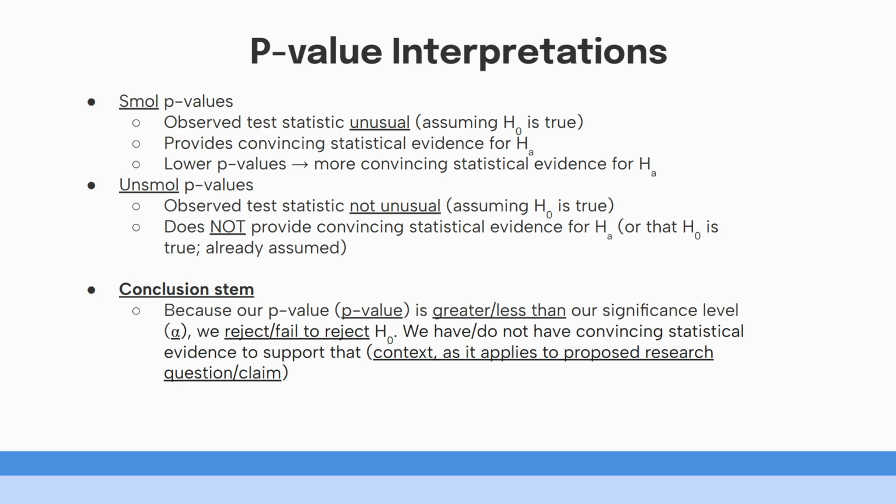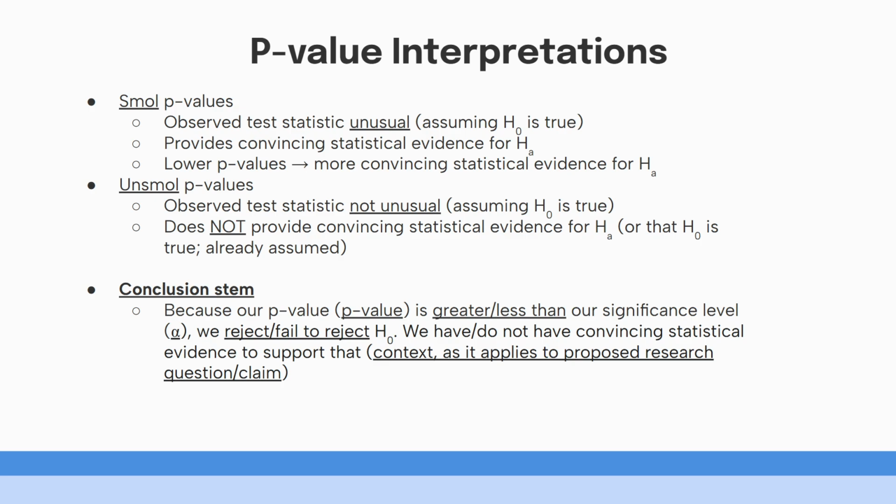Here are the p-value interpretations. I kind of touched on this, but now we're going to go over it more. If you have a small p-value, a tiny p-value, that means your observed test statistic is unusual, assuming the null hypothesis is true, which means that you have convincing statistical evidence for your alternate hypothesis, and the lower your p-value, the more convincing the evidence.